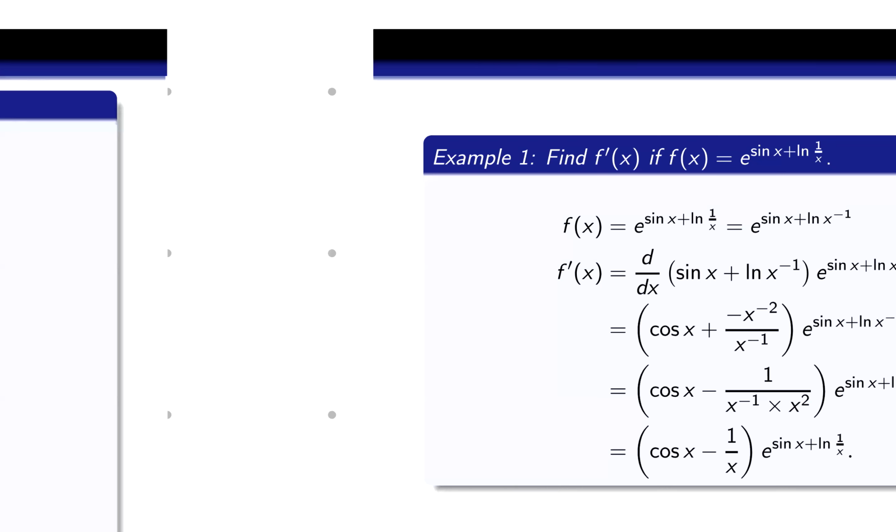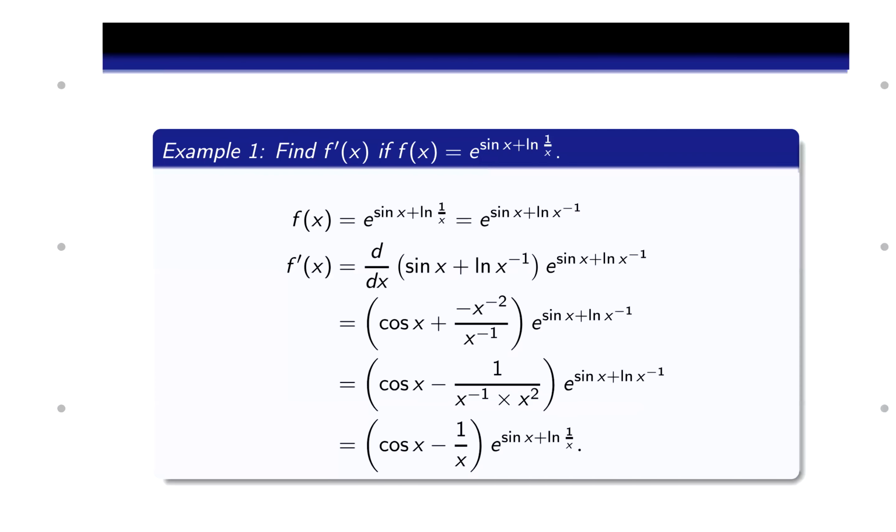So you have to find f prime of x if f(x) is e raised to power sine x plus ln 1 over x. You know, some complications right there. So f(x) equals e raised to power sine x plus ln 1 over x. And that ln 1 over x is the same thing as ln x raised to power minus 1.